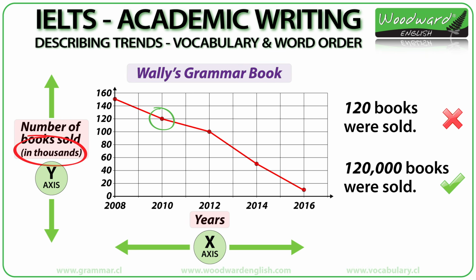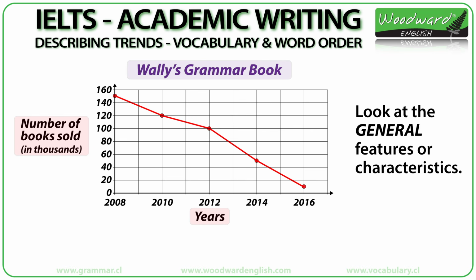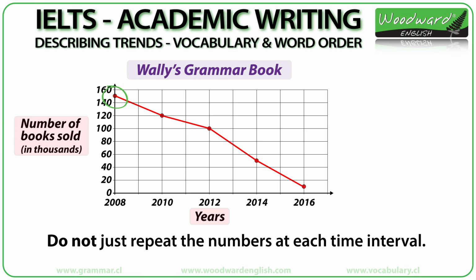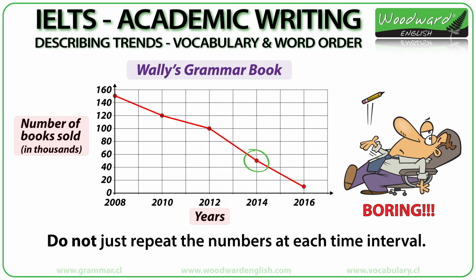With line graphs, it is important to look at the general features or characteristics of the graph, and not just repeat the numbers at each time interval. If you say, in 2008, 150,000 books were sold, in 2010, 120,000 books were sold, in 2012, 100,000 books were sold, in 2014, this is boring. You are just repeating what happens at each time interval. The examiner will ignore this type of response as you are not explaining the general trends.